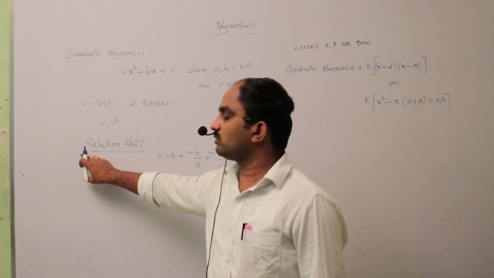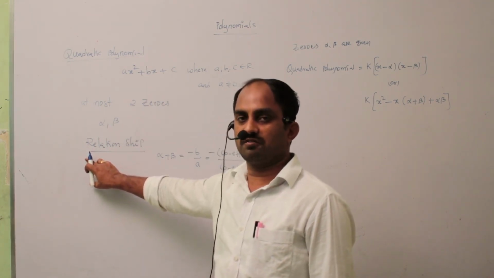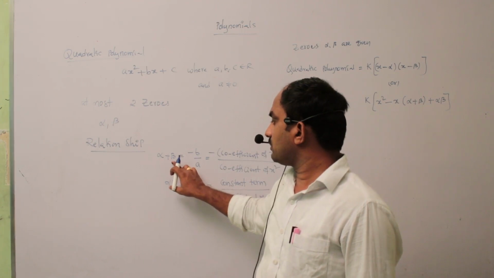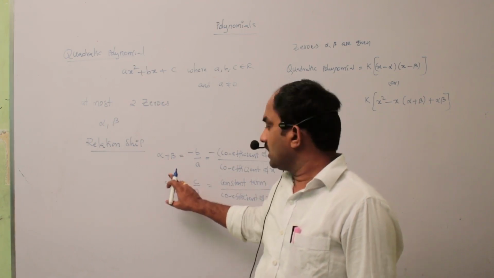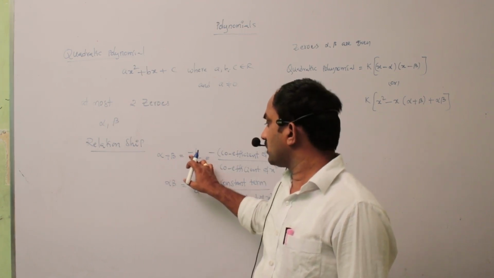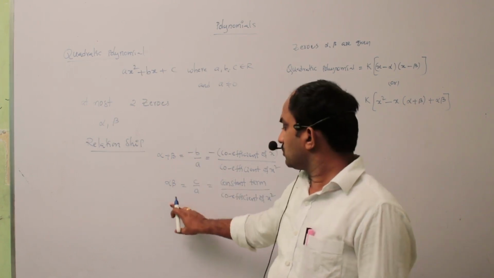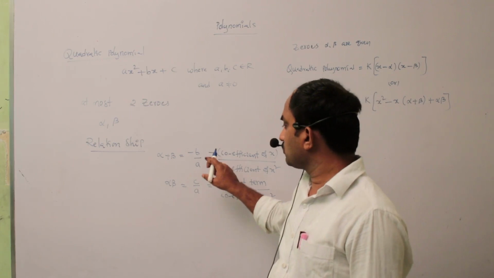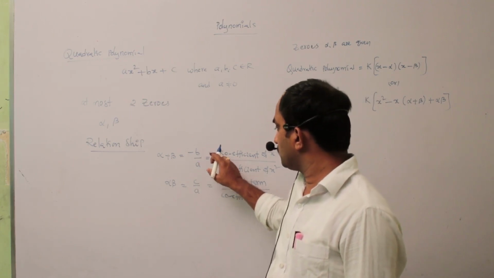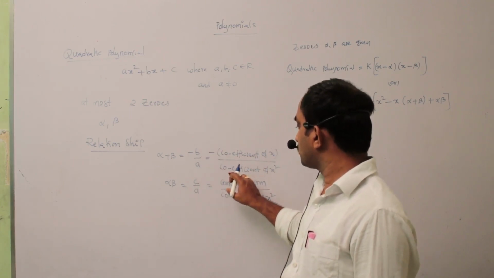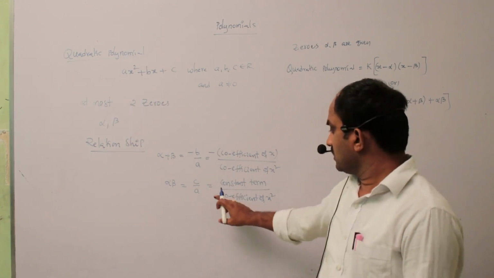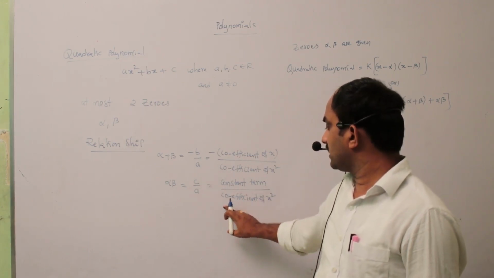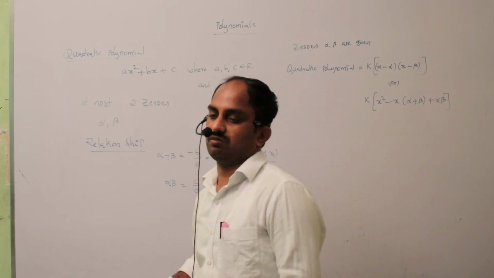Next, the main important one: the relationship between zeros and coefficients, which are alpha plus beta and alpha beta. Alpha plus beta is equal to minus b by a. Alpha into beta is equal to c by a. You have to know letter-wise: b is the coefficient of x, a is the coefficient of x square, c is the constant term.